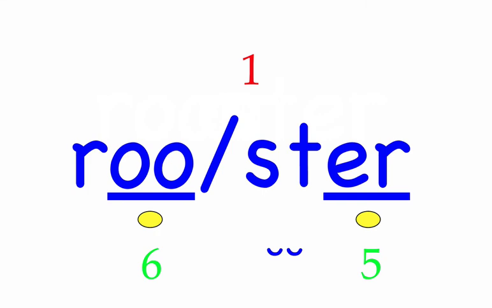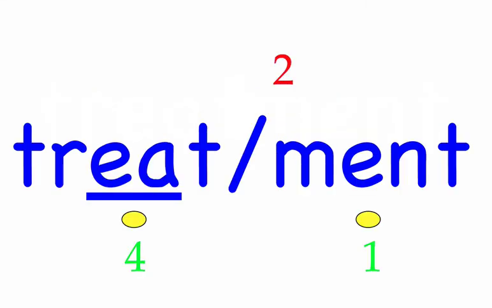Treatment. I need to get a hair treatment. Treatment. Treat has four sounds: T, R, E, T. Ment has four sounds: M, E, N, T. Treatment. Mark the word. Treatment.